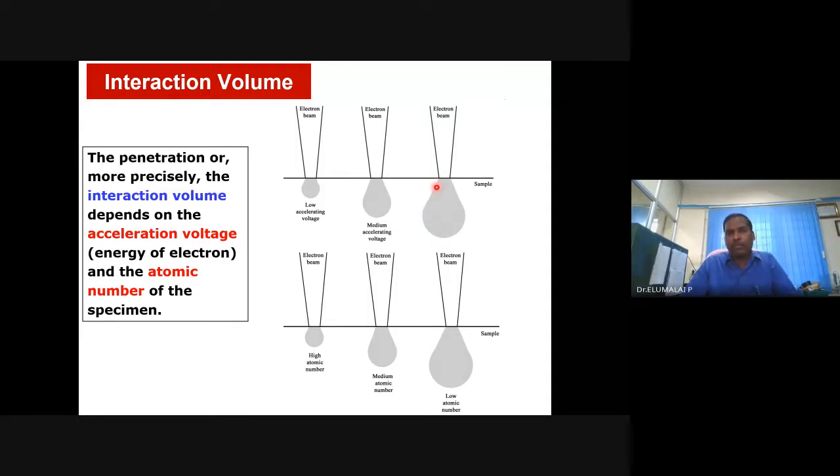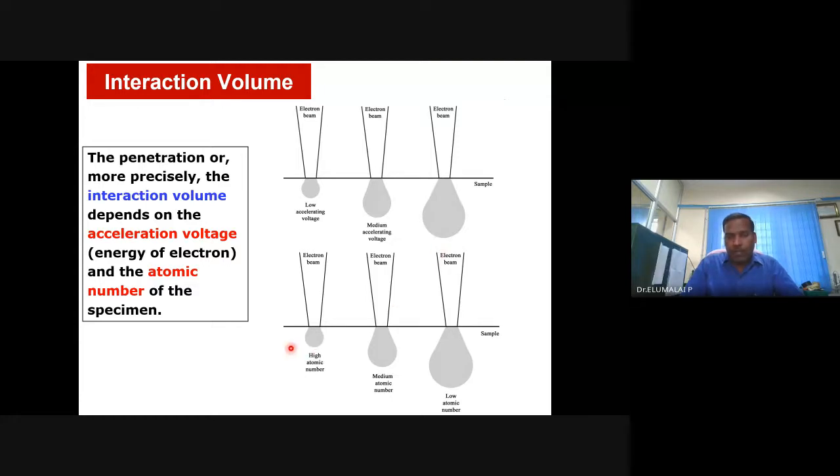What is the benefit of this? You will be able to get only the very surface nature of the material if you apply a low accelerating voltage. But if you increase it, you will go beyond the surface, and you will be able to get more information about the crystallography and domain sizes.